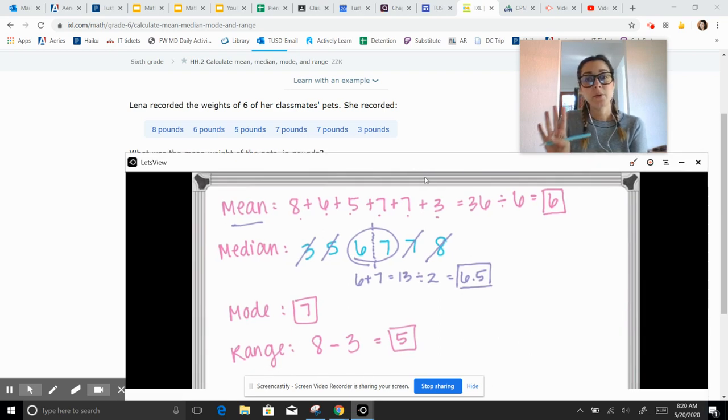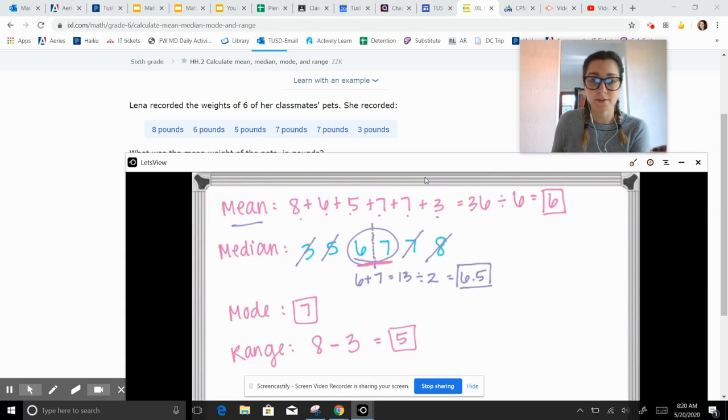Okay, so those are the 4 things that you're going to run into in this iXL exercise. So mean, add up all of your amounts, divide by how many you have. That's your mean or your average. Median, line them all up from least to greatest, cross them out till you find the middle. If you have an even number in your data set, you then have to find the average of the middle 2 numbers. Mode is whatever one occurs the most. Range is your biggest number minus your smallest number.